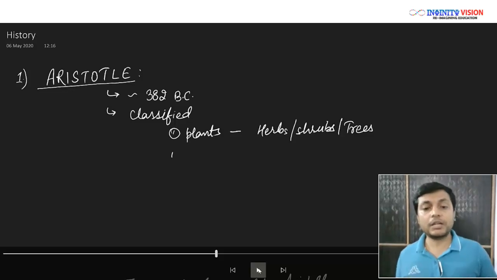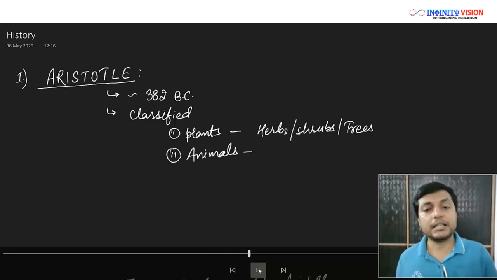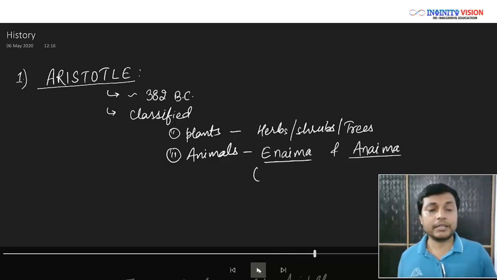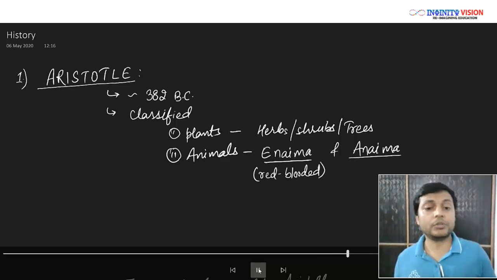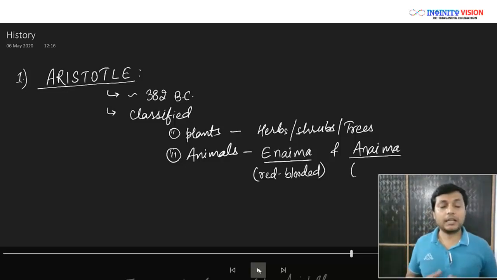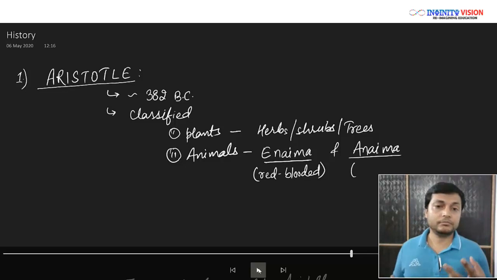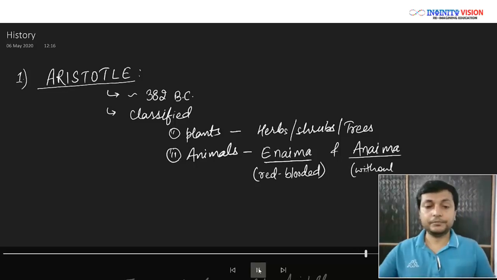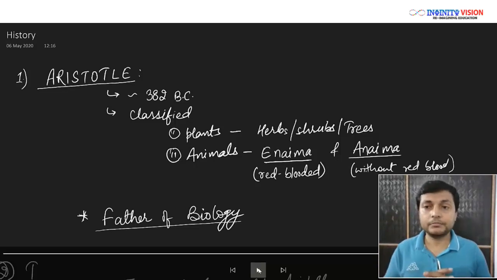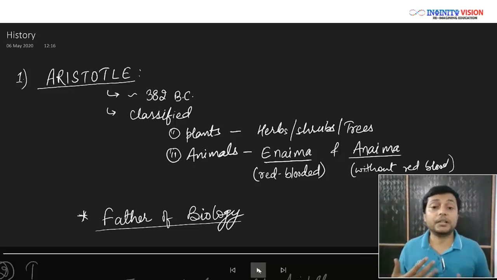Not only this, he also classified animals, and he classified them into two groups, that is Enaima and Anaima. Now let us understand. Enaima are the animals having red blood, or you can say red-blooded animals, whereas Anaima are without red blood. So what Aristotle did is he classified all the animals into two categories: animals with red blood, Enaima; animals without red blood, Anaima. And for this contribution, he is regarded as father of biology.